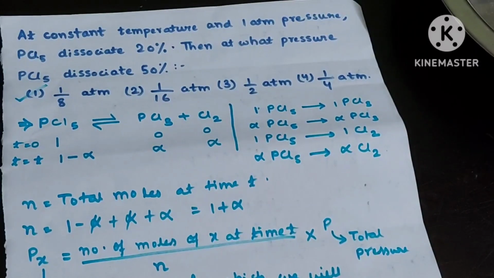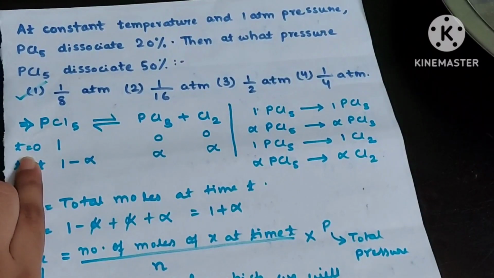And in the options, the atm is given, that is the unit of pressure, that is atmospheric pressure. So when PCl5 dissociates, it gives PCl3 plus Cl2.